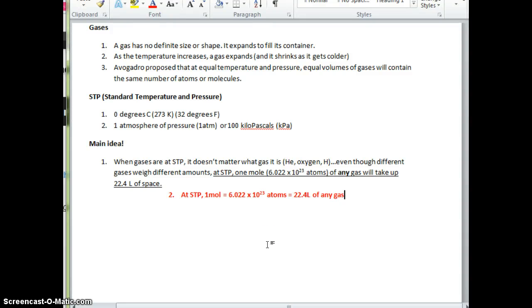This is part 2 of the 6.05 mole volume relationships. So I want you to add to your notes this final main idea. At STP, 1 mole equals 6.022 times 10 to the 23rd atoms equals 22.4 liters of any gas. It's very important to remember.